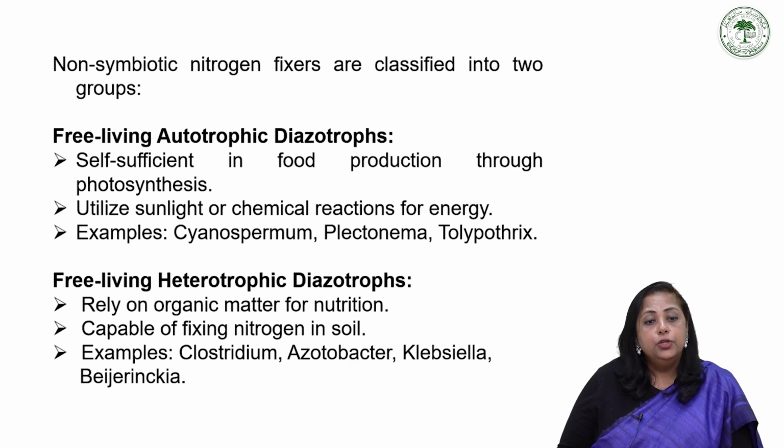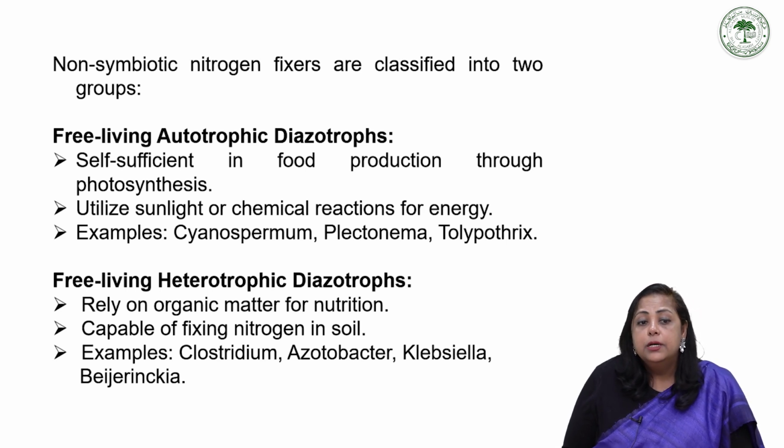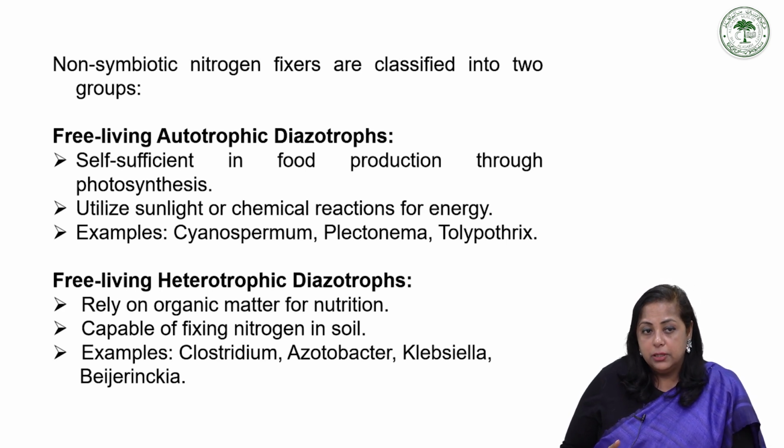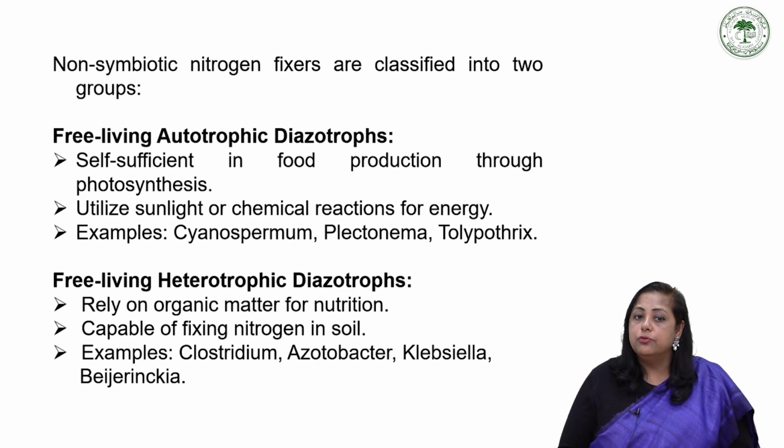Plants are autotrophs. They utilize sunlight or chemical reactions for energy. Examples are Cylindrospermum, Plectonema, and Tolypothrix. Free living heterotrophic diazotrophs rely on organic matter for nutrition and are capable of fixing nitrogen in soil, and examples are Clostridium, Azotobacter, Klebsiella, Bacillus, and Beijerinckia. So the non-symbiotic nitrogen fixers have been classified into two: free living autotrophic diazotrophs and free living heterotrophic diazotrophs.